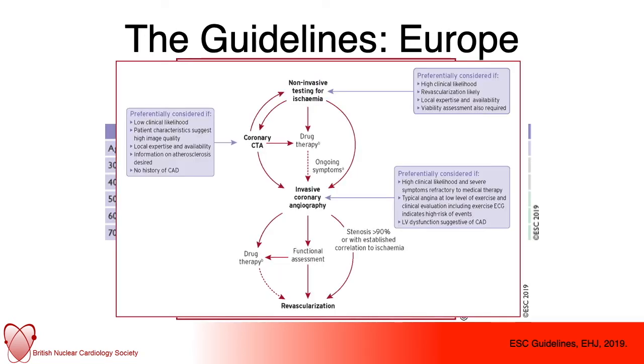And then here's a final picture from the guidelines, whereby you can see this low likelihood on the left-hand side. They're suggesting going direct for CT coronary angiography, where you have a higher clinical likelihood, perhaps non-invasive testing for ischemia is appropriate.